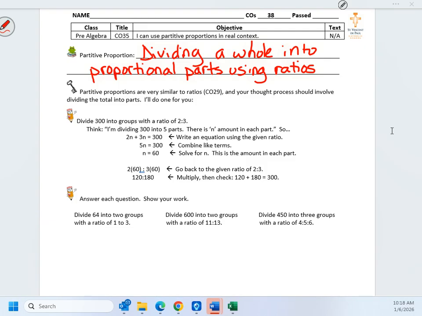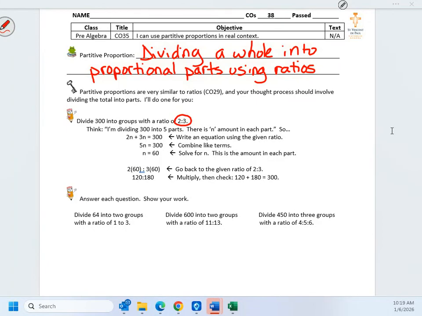Your thought process should involve dividing the total into parts. So we're going to do one together. We're going to divide 300 into groups with a ratio of 2 to 3. So we're going to think about that. I'm dividing 300 into how many parts? Joe? 3? No. Finley? 5, because we have 2 parts on one side, 3 parts on the other side.